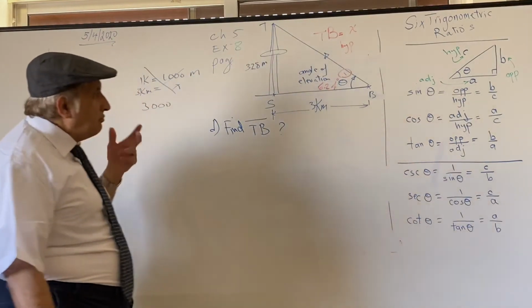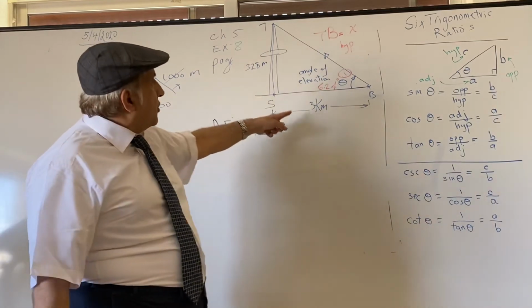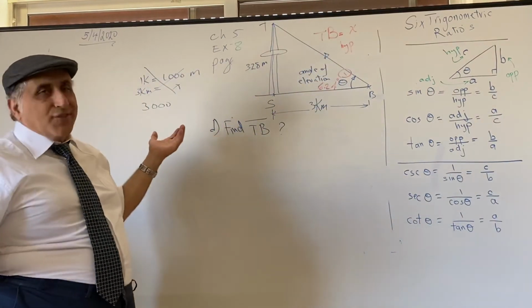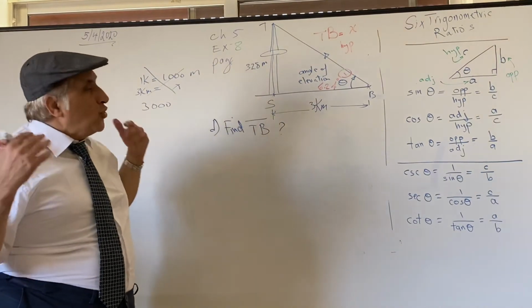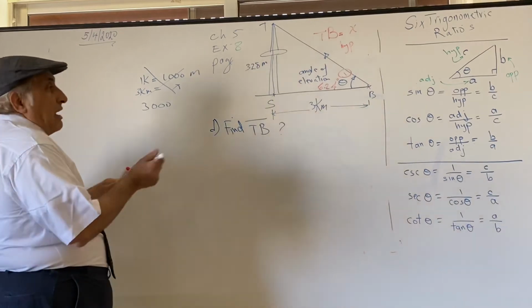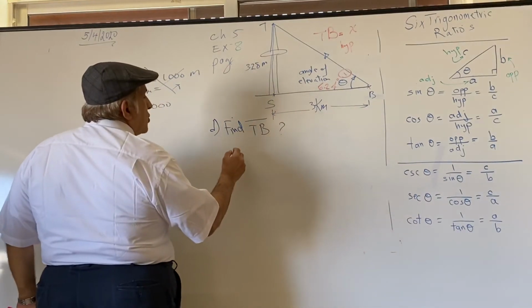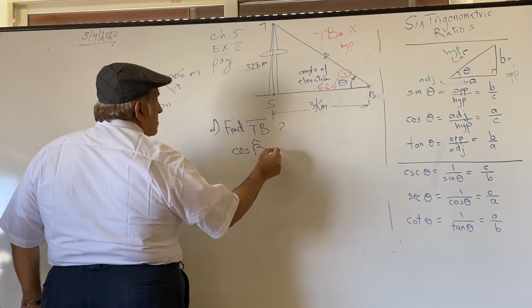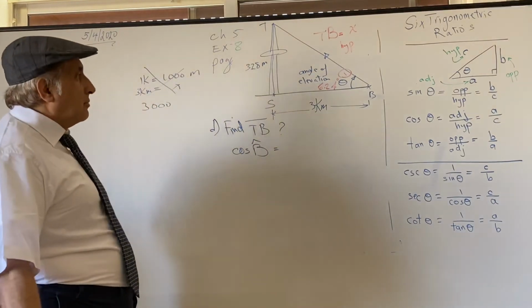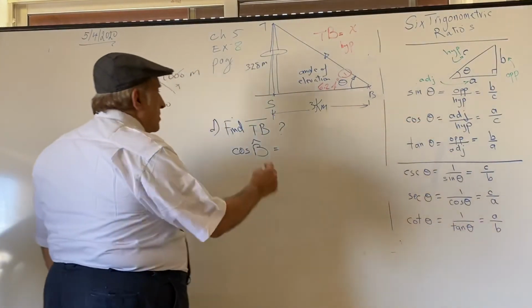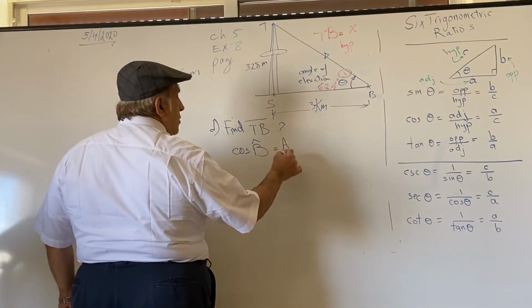Some people say, I can use cosine. Some people say, why don't I use tangent? You can use all of them. You have 4 ways to go. Why don't we choose one? So if I choose cosine of theta, or cosine B, what's cosine? It's the adjacent over the hypotenuse.